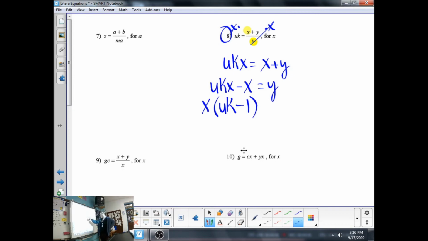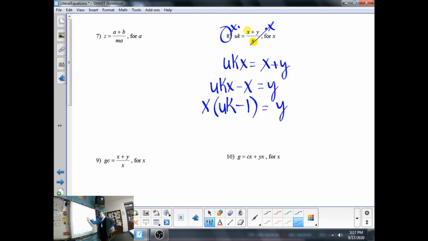I'm going to think about it this way. x times what number would give us a negative x? Well, x times negative 1 would give us a negative x. You always have to be able to redistribute and get exactly what you had in the previous step. And again, that's equal to y.